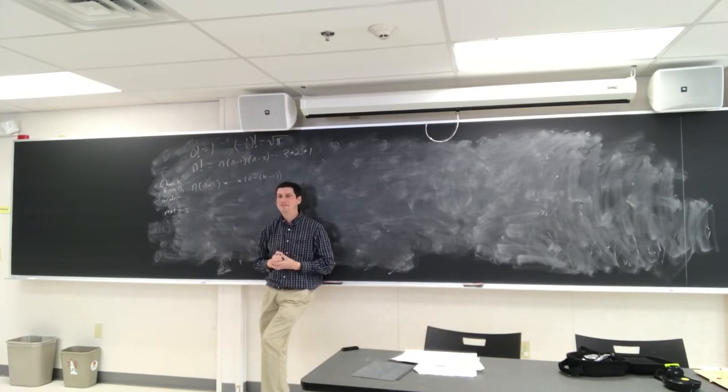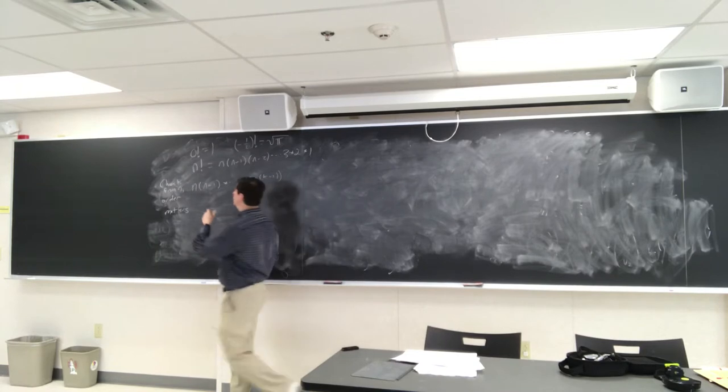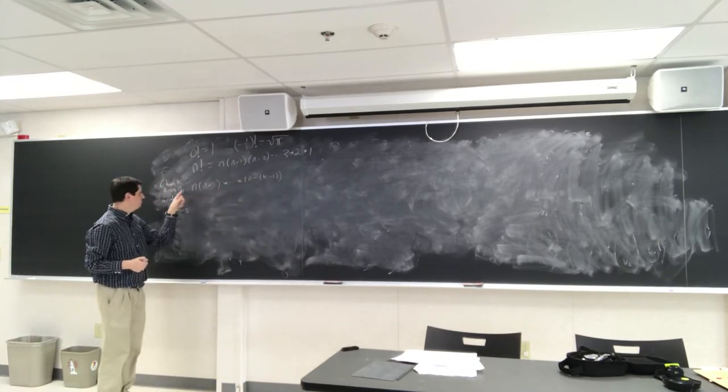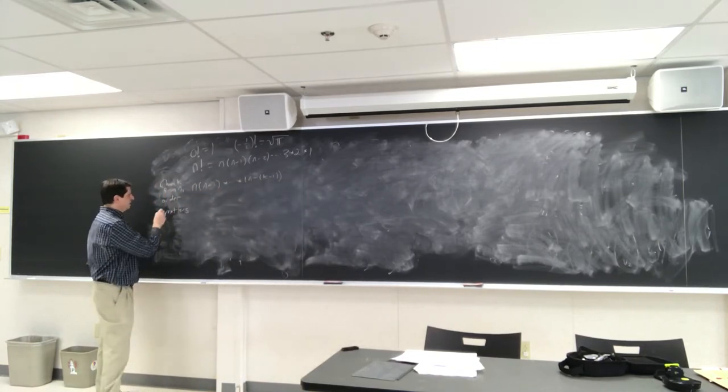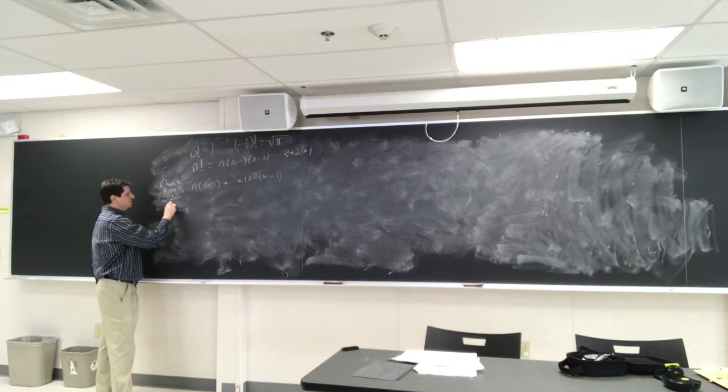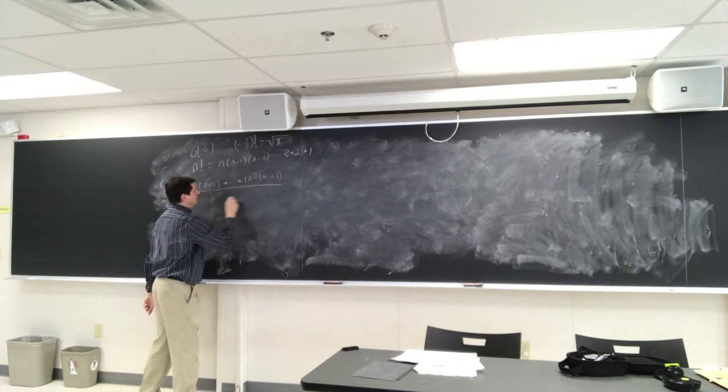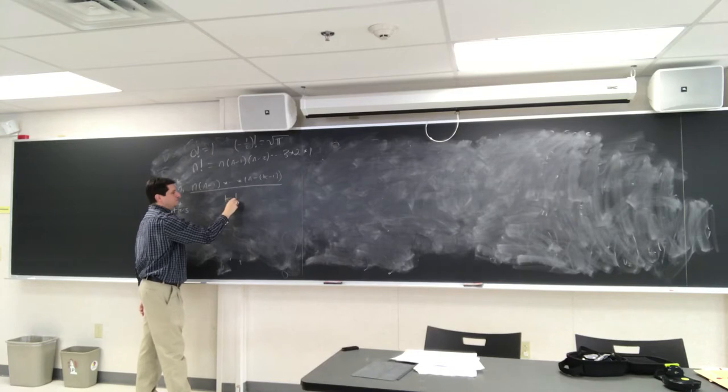Okay? If there are k people, how many ways are there to order k people? So I have k people, how many ways can I order k people? K factorial. So here, I'm choosing k people from n when order matters. If order doesn't matter, I divide by k factorial.